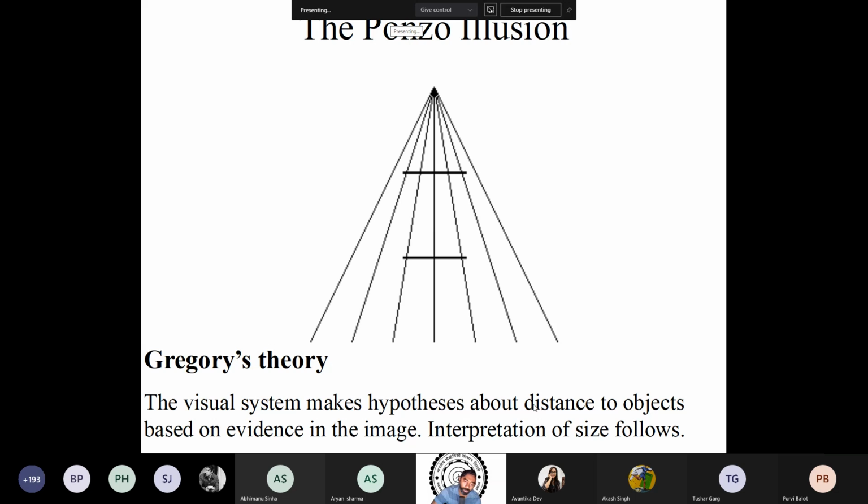Now, because this is already done, interpretation of size follows. It's not like size comes first. We actually interpret size later based on the evidence in the image, which is happening here. So if you remove this, you have one interpretation. If you put this, you have another interpretation. But size interpretation follows the hypothesis about distance.